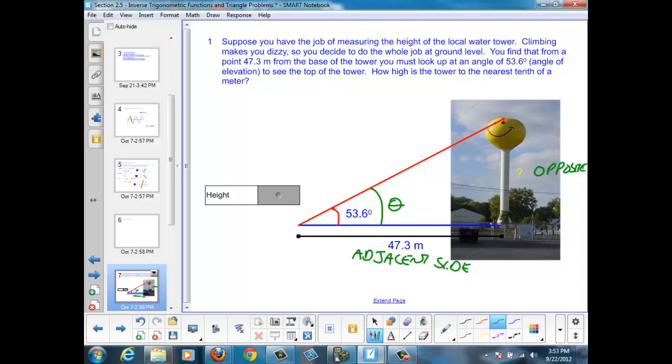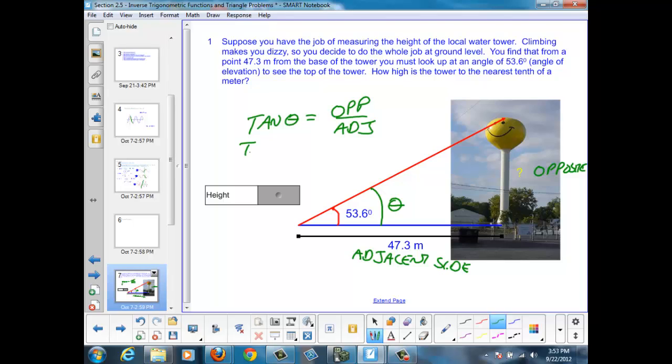So I run through my inventory of trig functions to find the trig function that includes the relationship between the angle, the opposite, and the adjacent. We have two, but the more convenient would be the tangent. So I set up that relationship. Tangent theta equals opposite over adjacent, and I replace each variable with the appropriate values.